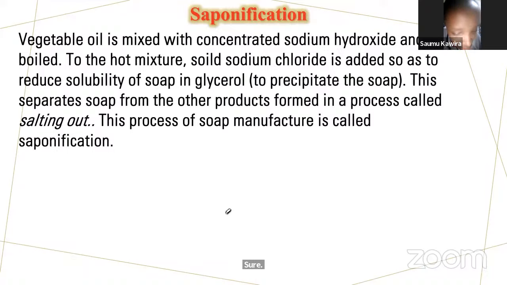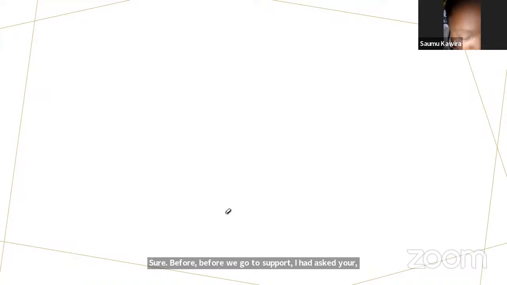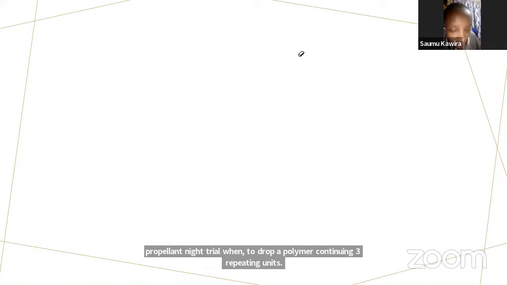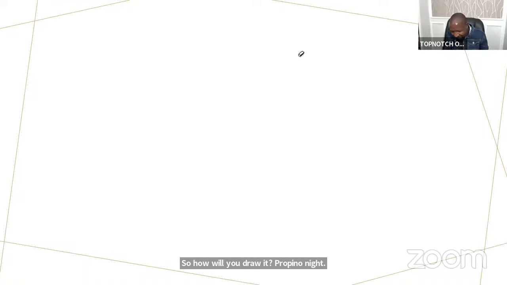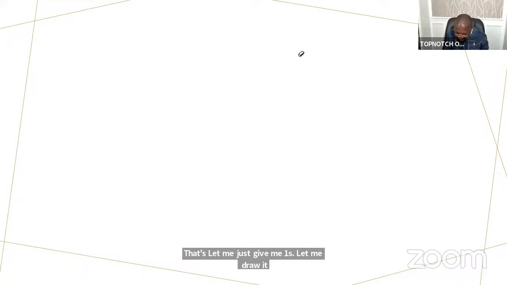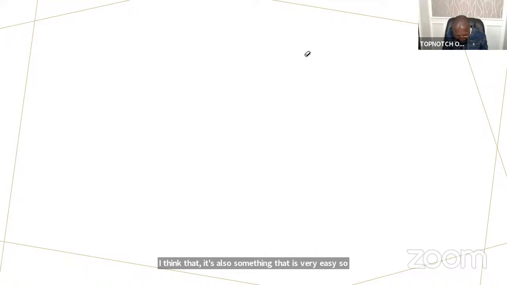Before we go to saponification, I had asked you a question on how to draw the polymer of propenonitrile, when you're told to draw a polymer containing three repeating units. So how will you draw it? Let me draw it, because I think it's something that is very easy.